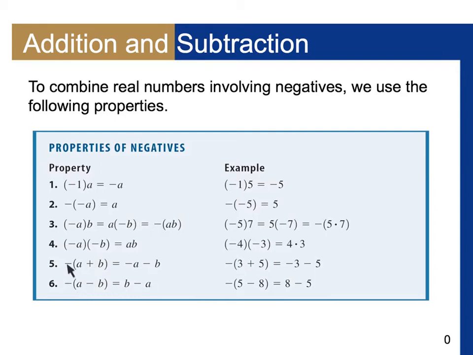Okay, so be careful when you have negatives outside parentheses because it's going to change the sign of everything inside the parentheses. Okay, in this case, it changes to minus a and minus b. And in case 6, it changes it to minus a and plus b.